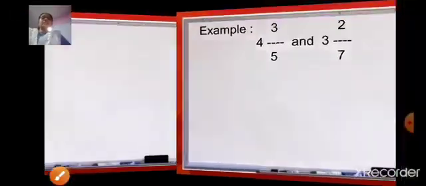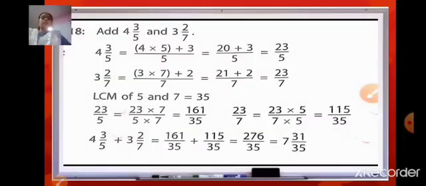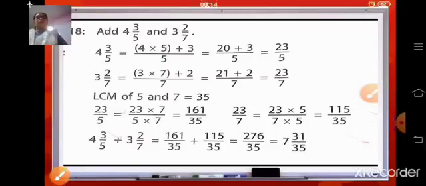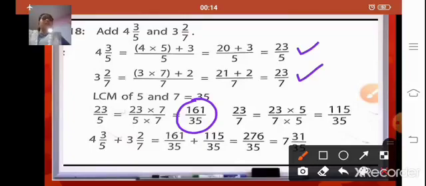Now you can just have a look at the slide here, where I have solved the whole sum, that is 4 3 upon 5, with the first method, where you first converted into improper fractions. The first one, and the second one you converted into improper. Then you changed both the fractions to like fractions, that is by multiplying the numerator and the denominator by a number which makes the denominator 35. Again here, 23 upon 7, 7 multiplied by 5 is 35.